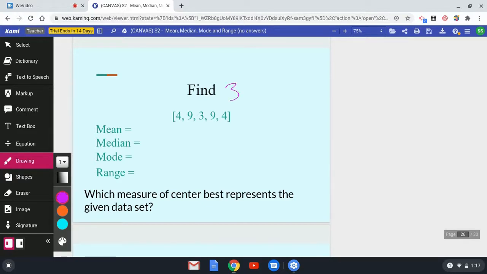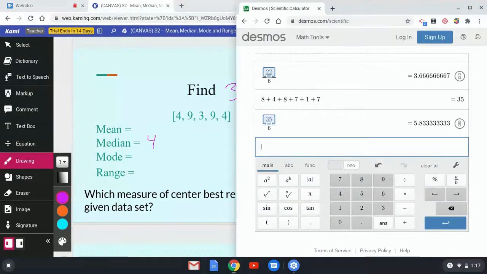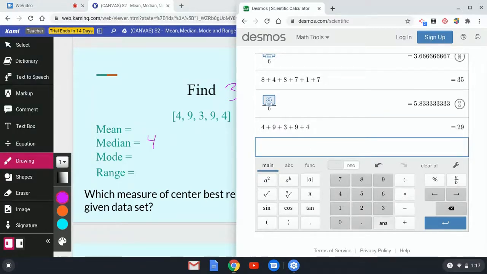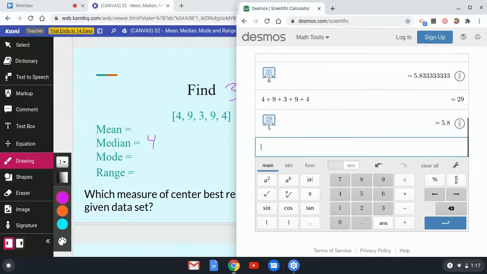Okay, we have 3, 4, 4, 9, and 9. 1, 2, 3, 4, 5. Okay, hey diddle diddle, the median's the middle. You add and divide for the mean. So let's add and divide for the mean. 4 plus 9 plus 3 plus 9 plus 4. We add and divide. How many? 5. For the mean, our mean is 5.8.